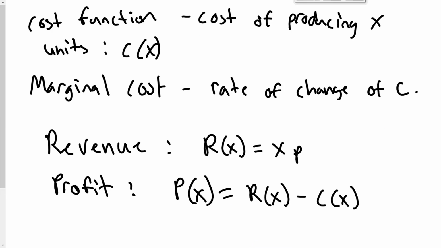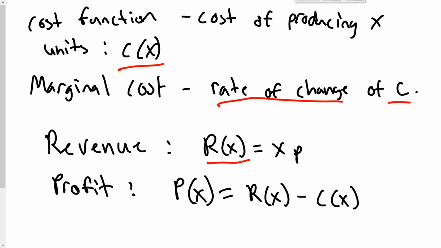Okay, so then we also have these other things that we maximize or minimize, the cost or maximize profit or whatever. So cost function is just how much it costs of producing a certain amount of items. So that's usually just C of x. The marginal cost, that's the rate of change of the cost. So how much the cost is changing. And so that's our derivative of the cost function.